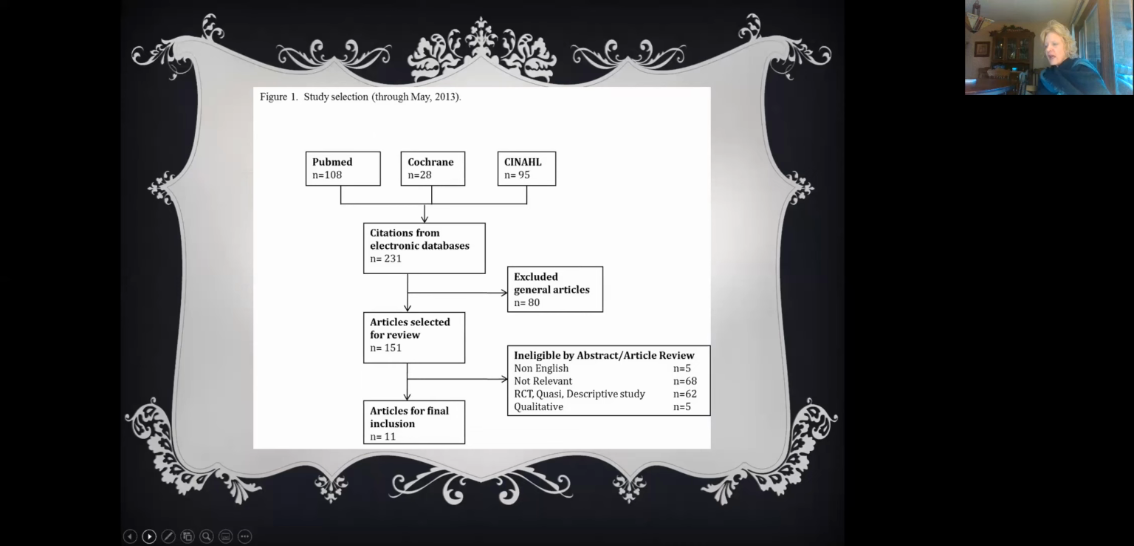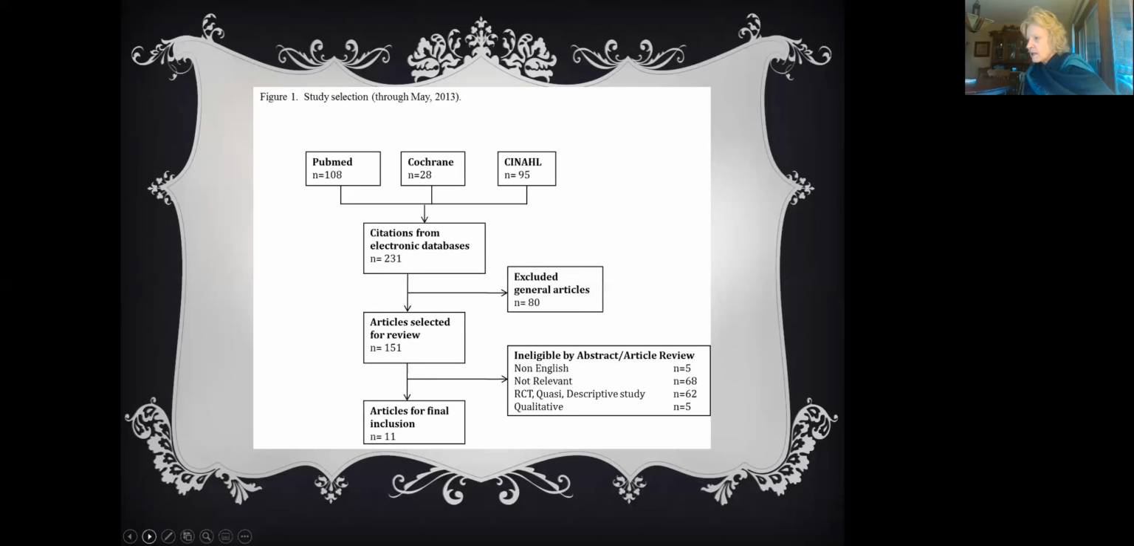And then they combined those and said the citations from all the electronic databases were 231. And then they excluded 80 of those because they were general articles and didn't meet their specific criteria. Or they could tell right away that they weren't on the topic specific enough. And then that left them with 151 articles selected for review.